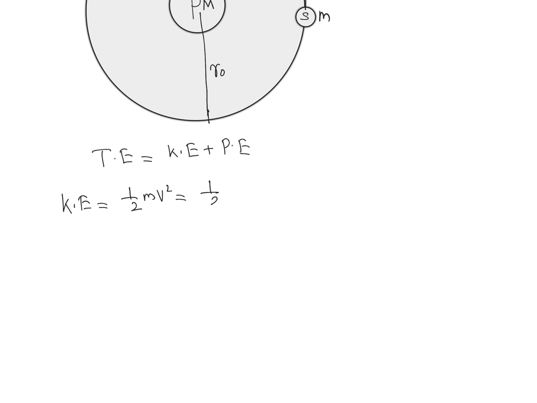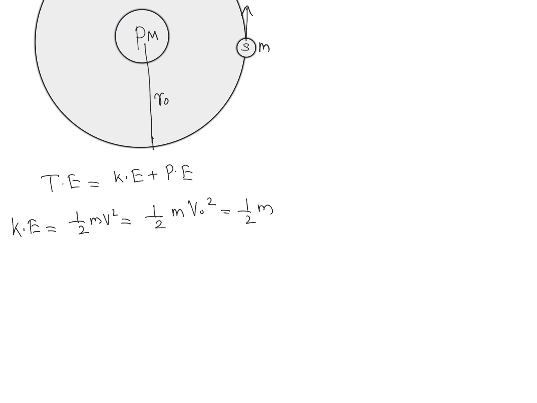In this situation we can take it as half into mass of satellite into orbital velocity of satellite, the whole square. So we can write this is equal to half into m into... In the first part we discussed orbital velocity, and we know the equation for orbital velocity is root of GM divided by r naught. If we put this value here, then instead of v naught square we can write capital letter GM divided by r naught. So the equation becomes GMm divided by 2 r naught. So this is the equation for its kinetic energy.